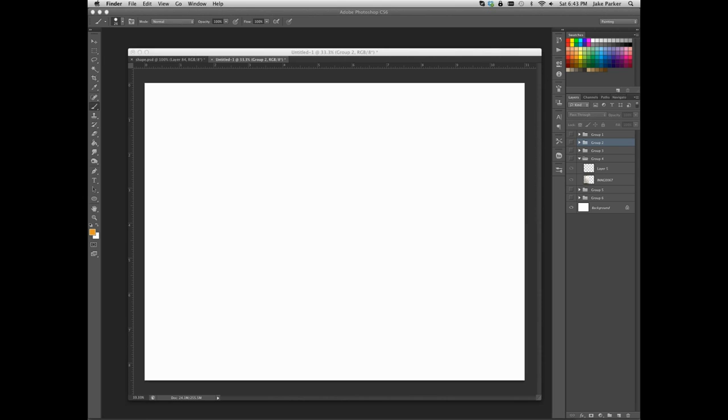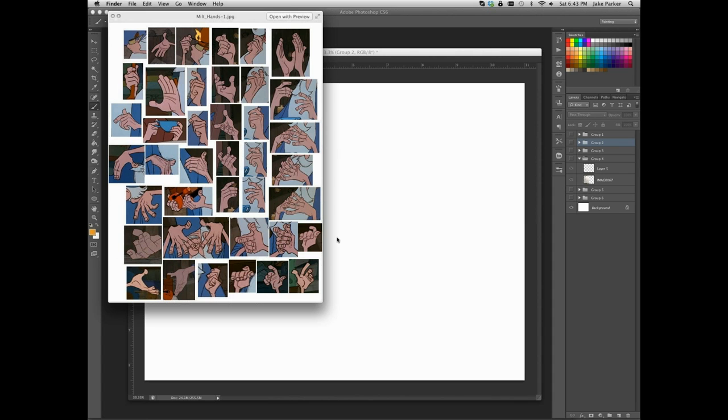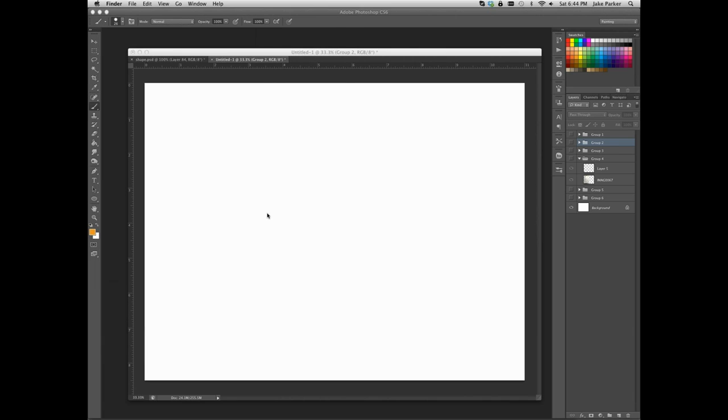Here's a sheet that you can look at. I think this one is called Milt Hands 1. That's a popular image. Somebody went and screen grabbed all the hands from Sorcerer's Apprentice. Is that what it's called? The Sword in the Stone. And just beautiful hands they did.